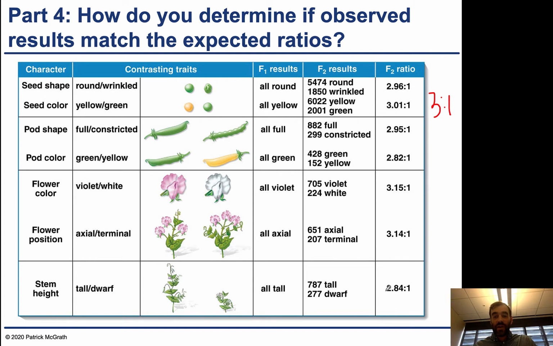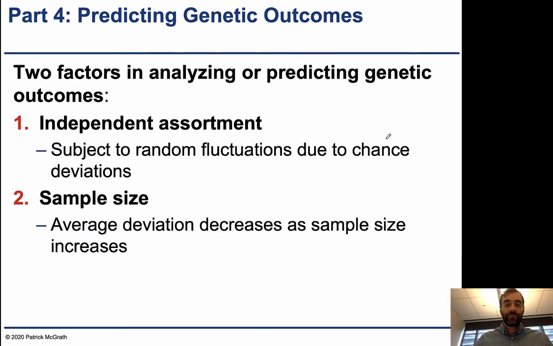How do we know if this number right here is consistent with our expected number? And so the idea is that you have data and you have expectation, and that's what you're trying to match together. So when we compare these data, we always have to accept the fact that there are random fluctuations that occur due to chance. So independent assortment, just which gametes are actually used for fertilization.